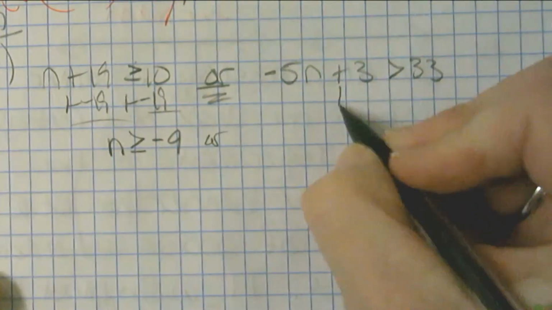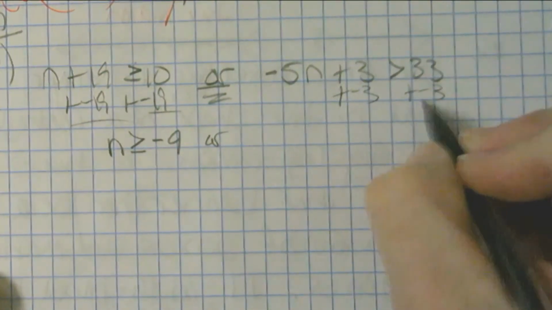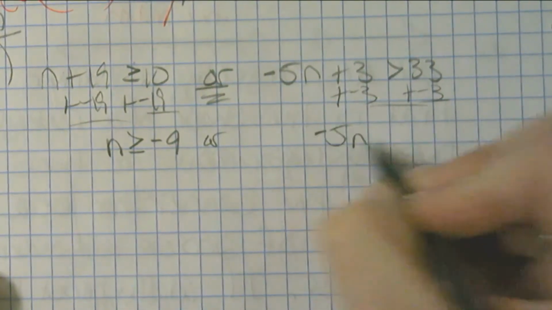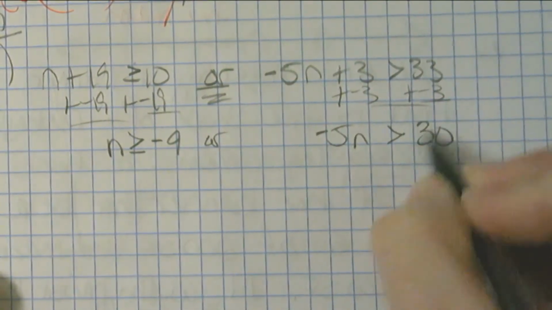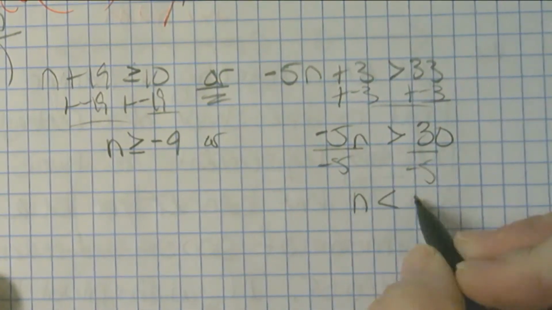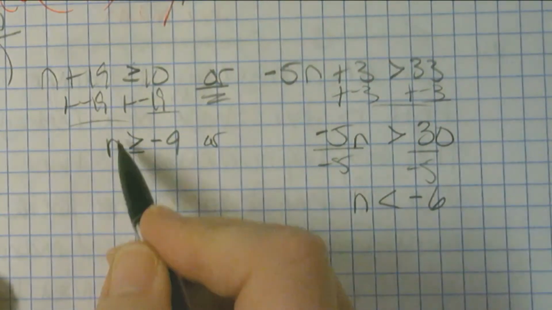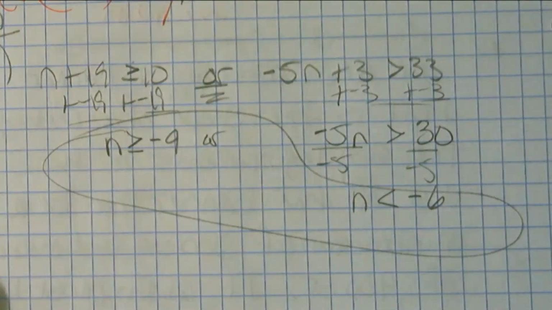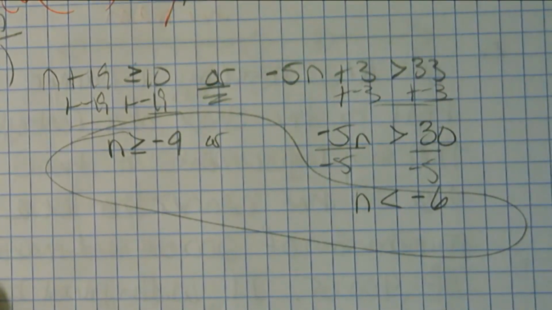Or, I'm going to add a negative 3. So I get negative 5n is greater than 30. I'm going to divide both sides by negative 5, so n is less than negative 6. So n is greater than or equal to negative 9, or n is less than negative 6.